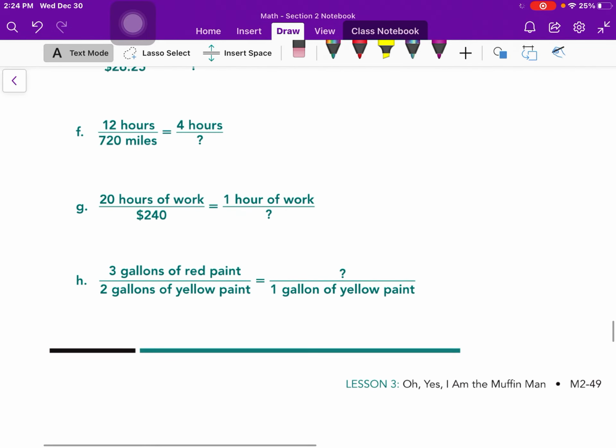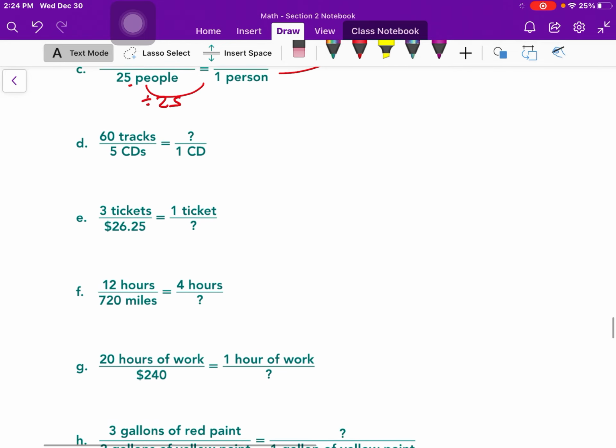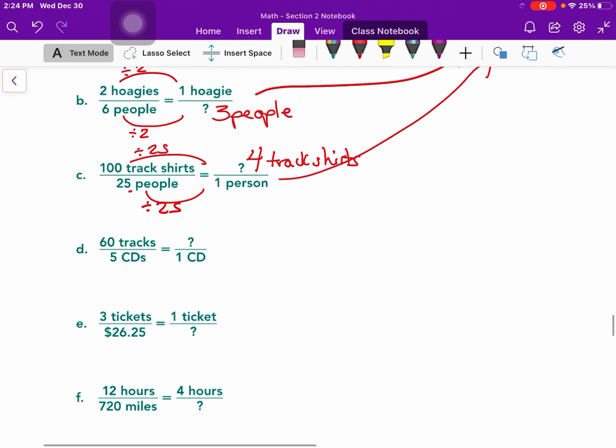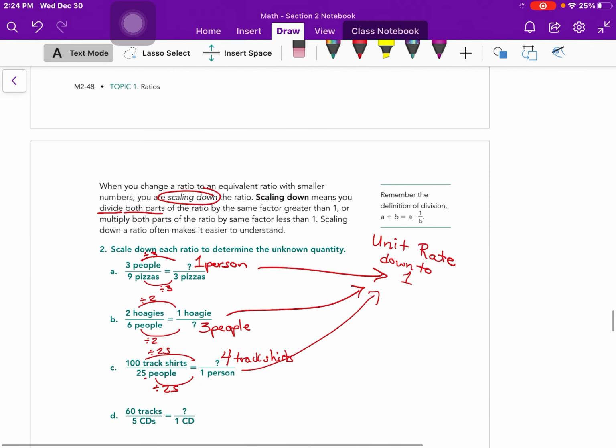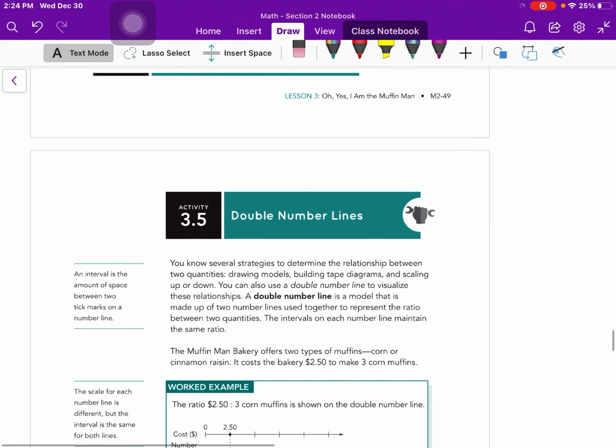All right, go ahead and try D, E, F, G, and H to figure out what the missing number is for the proportions.